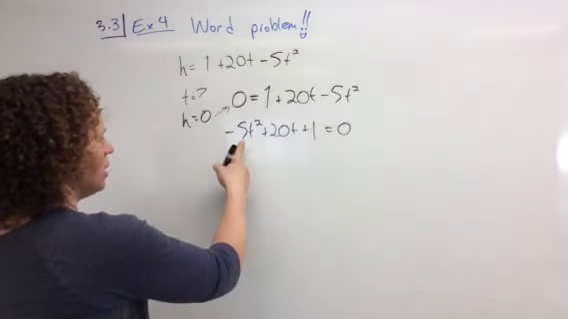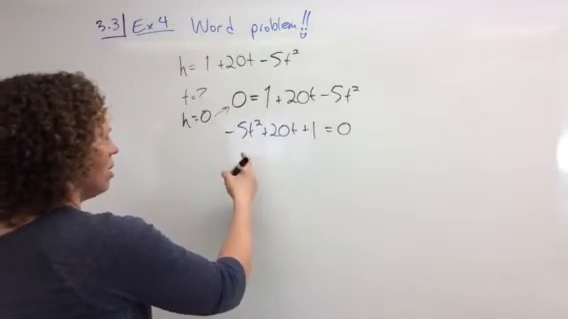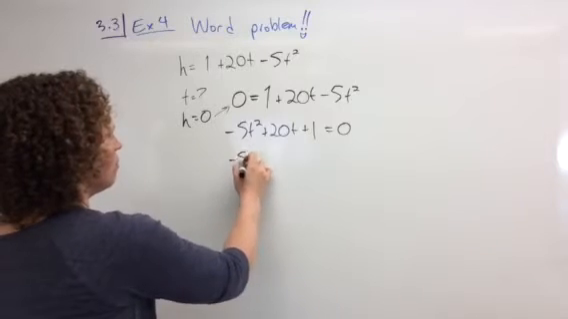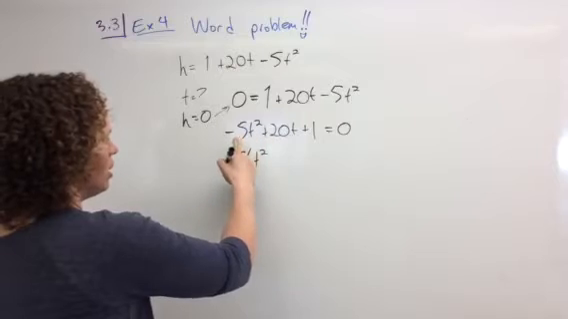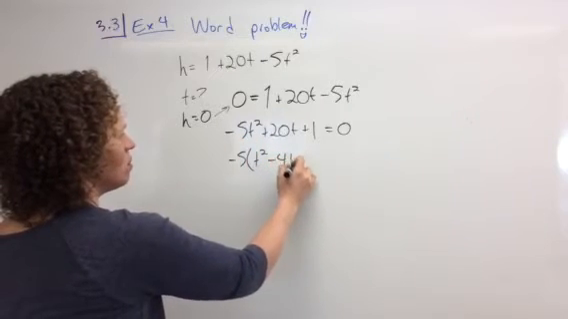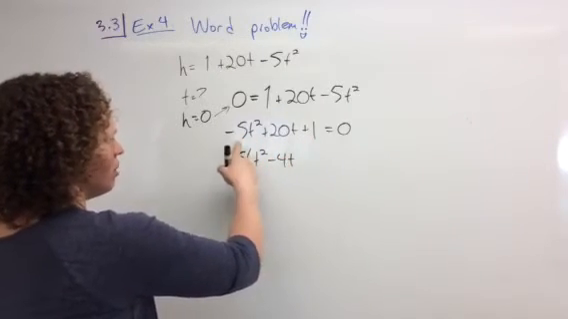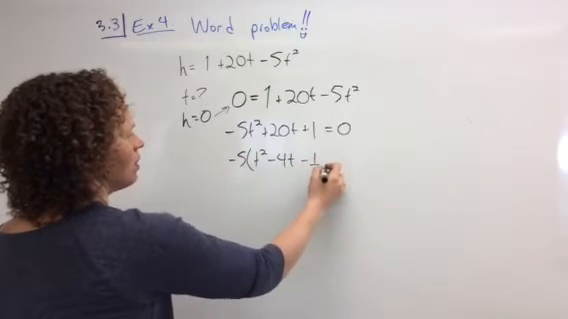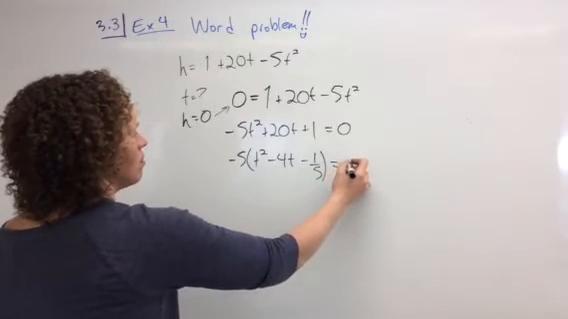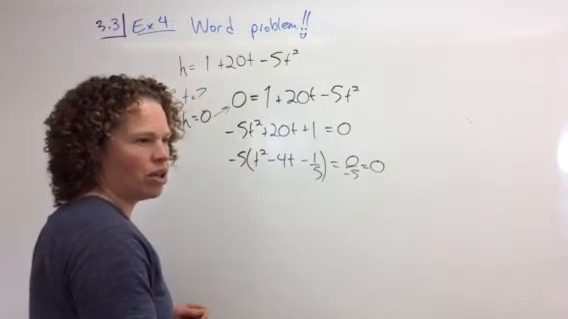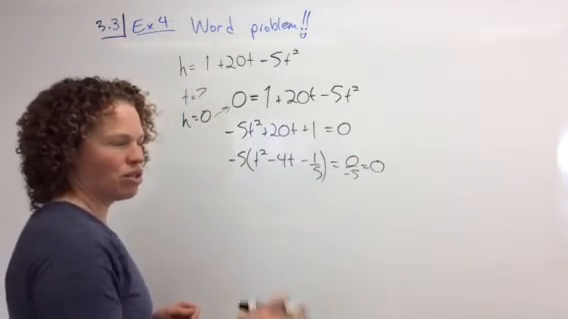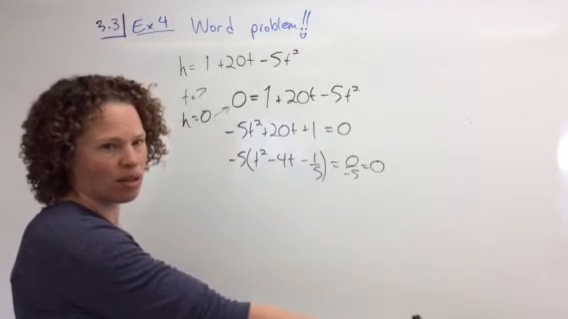Now I'm going to factor negative 5 out of that, and so it's going to be negative 5 times t squared. 20 divided by negative 5 is negative 4t. 1 divided by negative 5 is negative 1/5. Equals 0 divided by negative 5, still just 0. So you see how when you apply any multiplication or division to that 0 side of the equation, it just disappears.